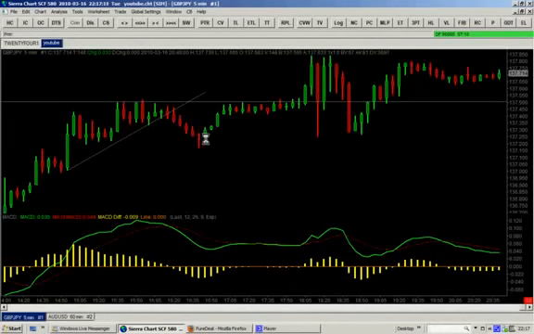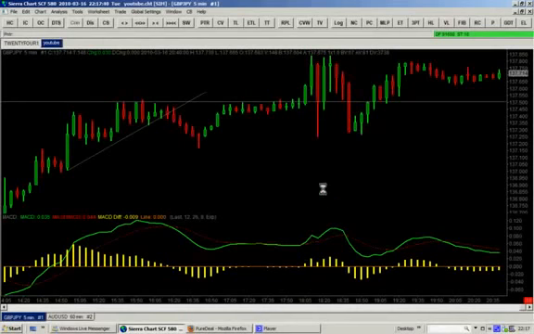This support level here has been retested by this wick. As you can see, this wick is telling us that there were buyers here. So this level has been retested and validated. The price went up again, and the same level was tested for the second time by this long candle, and validated again after these two green candles.